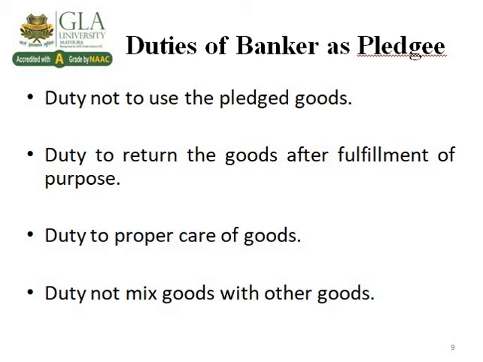The next point is the duty to take proper care of goods. It is because of this point that the banker has to take proper care and maintenance of the goods, and it is because of this point that the right to recover the extraordinary expenses incurred by the banker comes into existence. So whatever extraordinary expenses, whatever extra amount the banker incurs in order to take proper care and maintenance of the collateral security, the banker has a right to recover those extraordinary expenses.